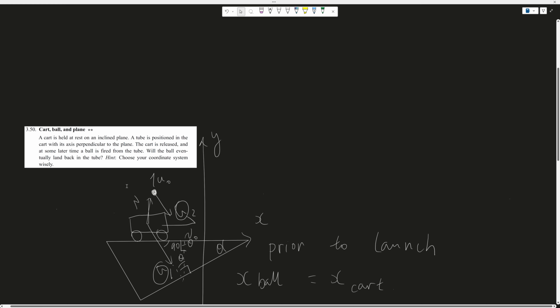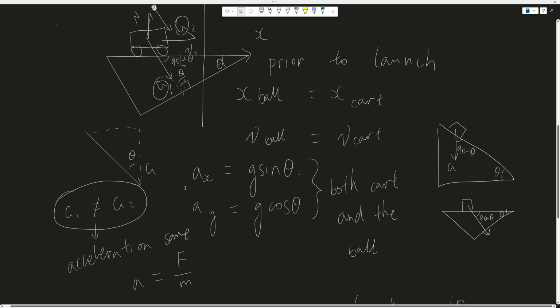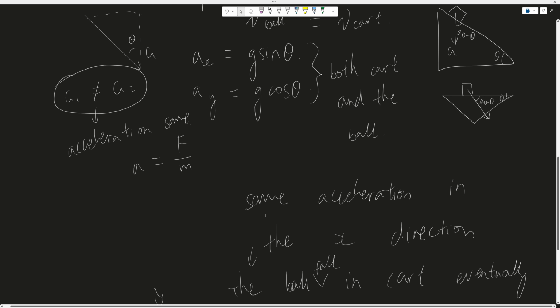And if we had chosen a coordinate system just using the normal xy axis, it would be a lot more complicated. But with this new system that we chose, it's actually easier and we don't need to do much calculation.